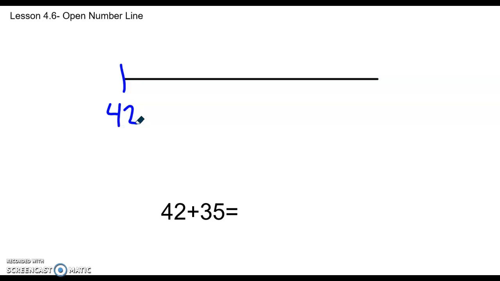Next, we'll take a look at our second number in our problem, which is 35. We are going to jump the value of each place in the number 35. First, we will start with the number in the tens place. That number is a 3. That 3 has the value of 3 tens or 30. We are going to make 3 hops of 10. Plus 10, plus 10, plus 10.